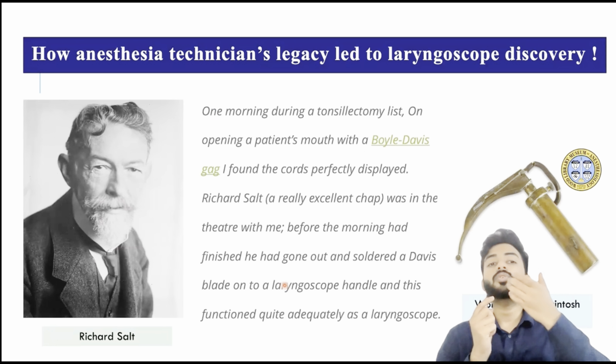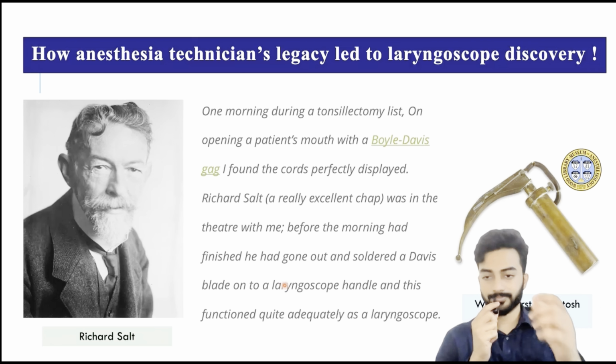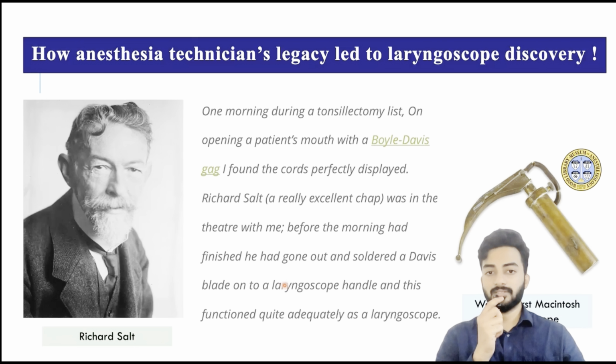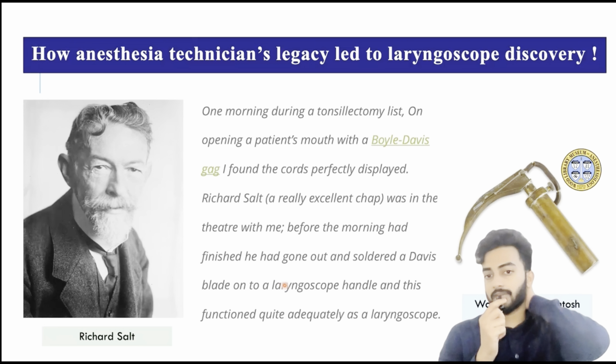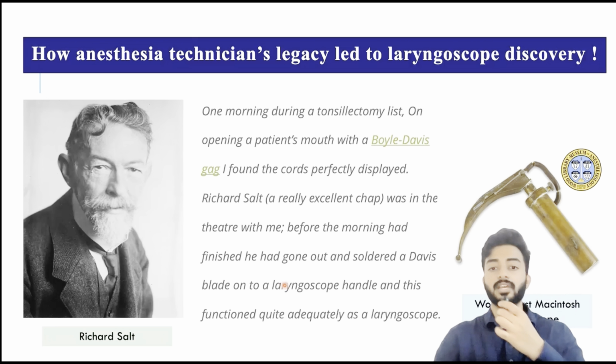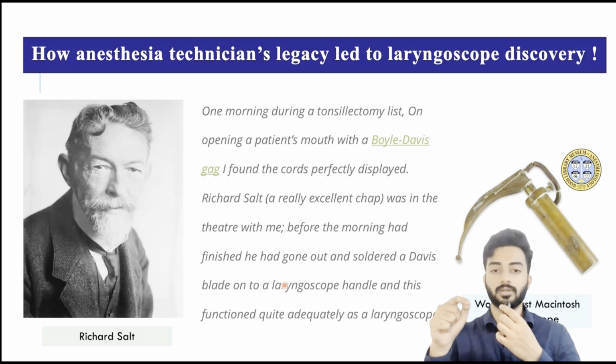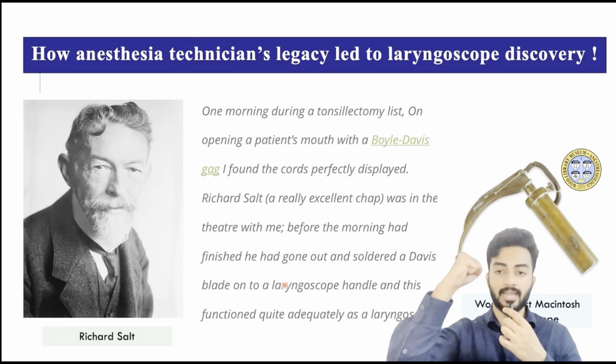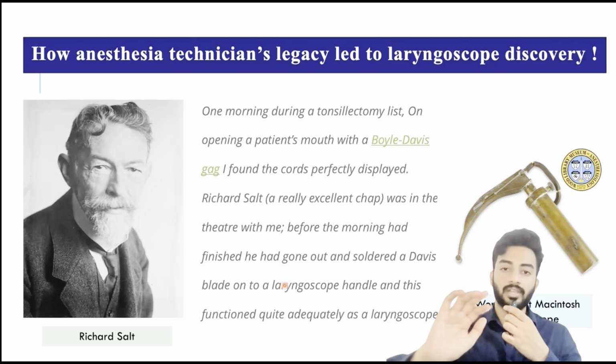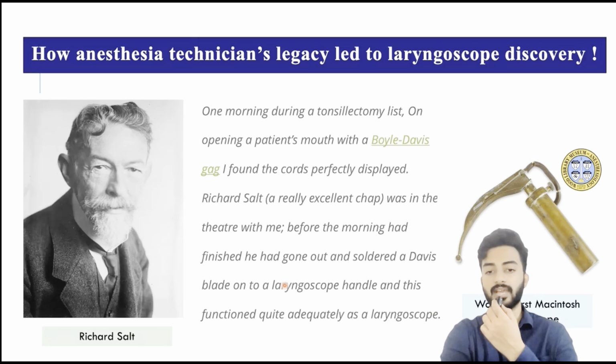So Richard Salt, who was a technician at that time, a really excellent chap, was in the theater with me. This was written by the laryngoscope discoverer, Macintosh. He said that Richard Salt was in the theater with him, and before the morning had finished, he had gone out. He told them we can make a blade out of it. So Richard Salt went to the shop. He soldered a Davis blade onto a laryngoscope handle. He made a handle attached to the Boyle-Davis blade, which they usually use for the gag.